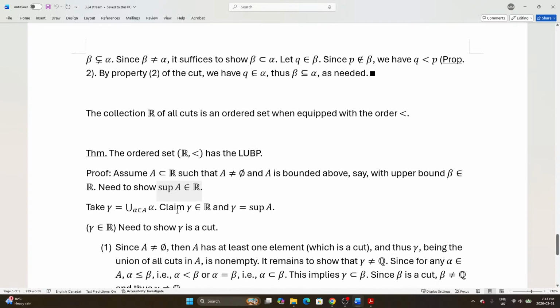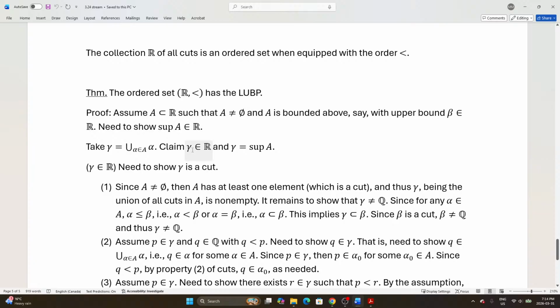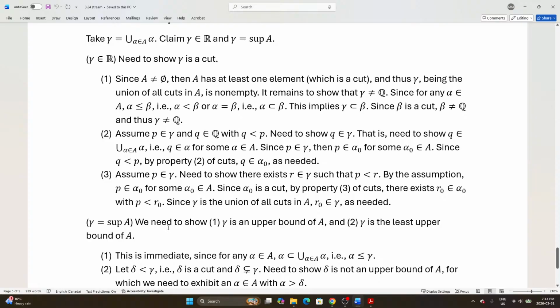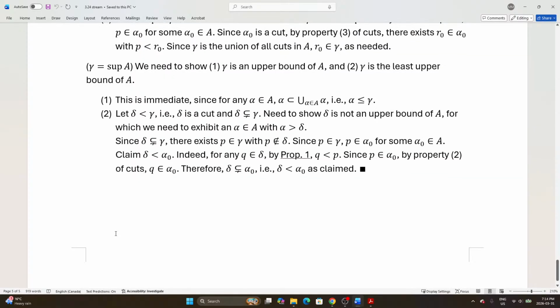So in the proof, we have to construct such a supremum. And this is exactly what we did. We take the union of all cuts in A, and we show that this candidate is indeed a cut, first of all. If it's a cut, then it's in R, because R is the collection of all cuts. And second, we prove this is an upper bound, and that this is the least upper bound. Now we are in a good position to start defining arithmetic operations.